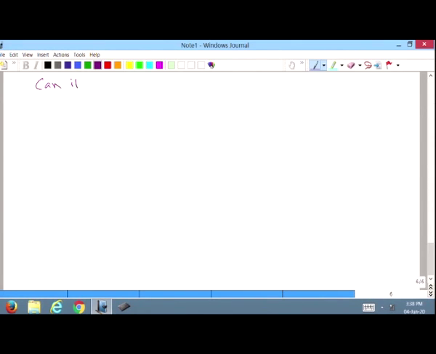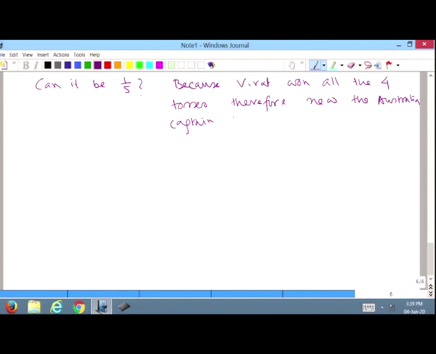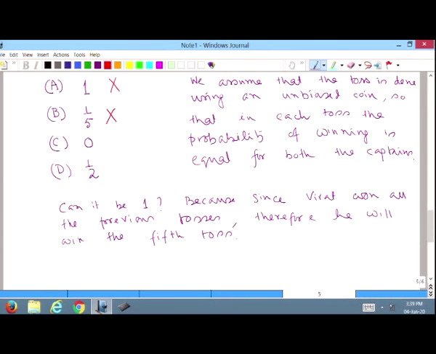Can it be 1 by 5? Why? Because Virat won all the 4 tosses, therefore, now the Australia captain will have 4 by 5 probability of winning, but this is also not correct. Therefore, we strike out that option.